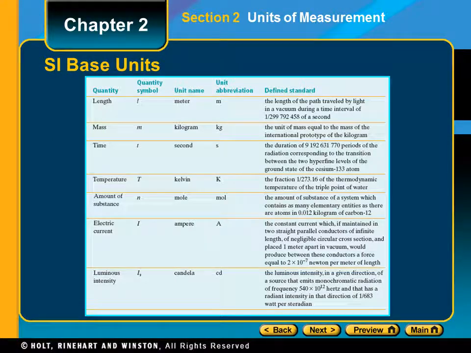Here they are. Length, symbol is lowercase l, abbreviation is m for meter. Mass, symbol is lowercase m, abbreviation is kg for kilogram. Time, symbol is lowercase t, abbreviation is s for second. Temperature, symbol is uppercase T, abbreviation is K for Kelvin. Amount of substance, the symbol is n, the abbreviation is mol for mole. Electric current, ampere, you see that as A, and luminous intensity, candela, cd. We won't deal with electric current and luminosity much in this class.